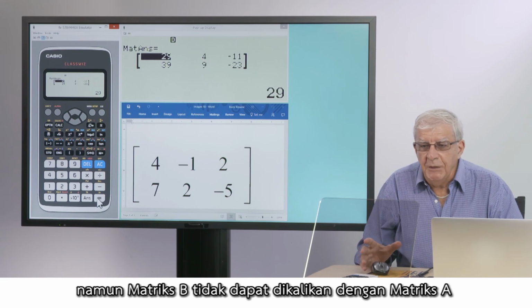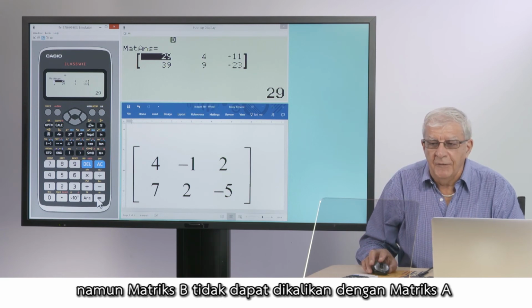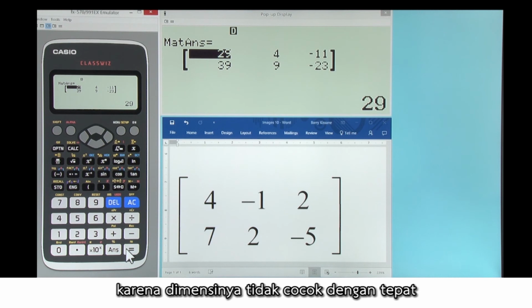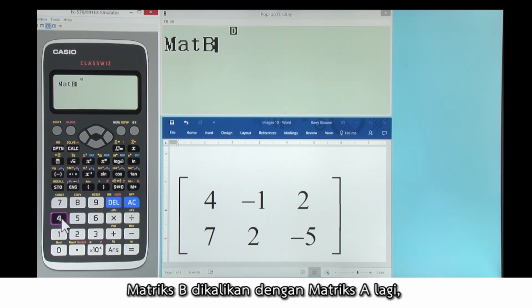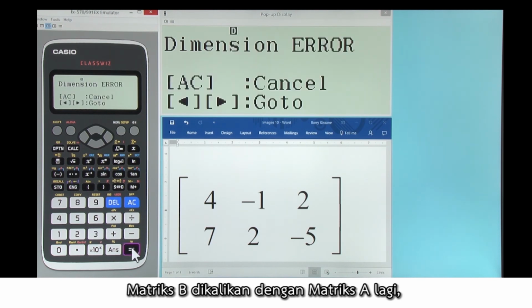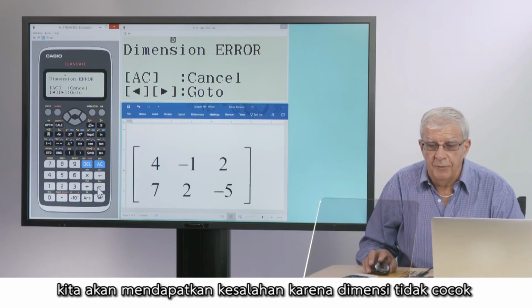However, matrix B cannot be multiplied by matrix A since their dimensions don't match appropriately. So if we try to do that, matrix B multiplied by matrix A, again we'll get a dimension error. The dimensions don't match in the correct way.